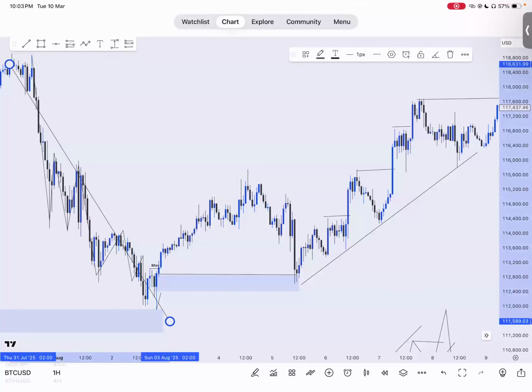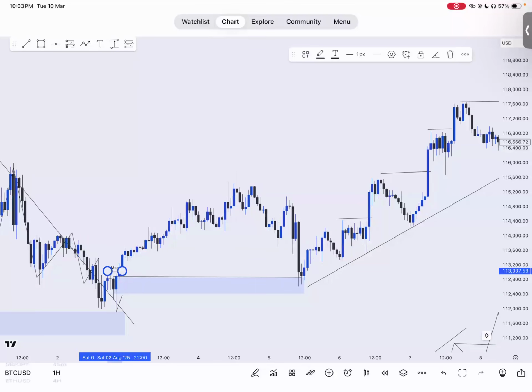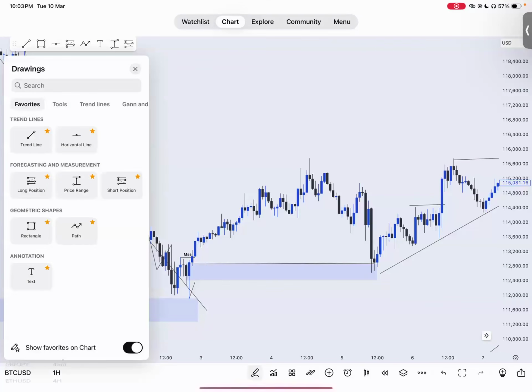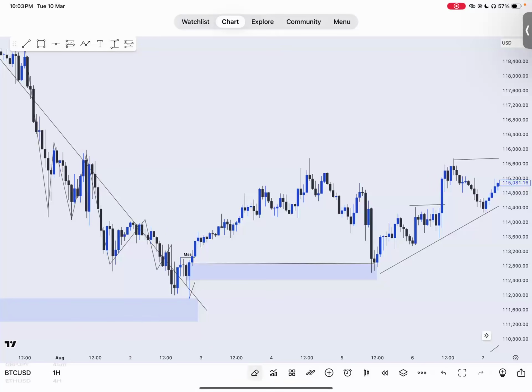So the first one I have here is an MSS for reversal concept. We've already gotten the MSS. Let's say we've already gotten the complete setup for that MSS. Our market is now already bullish.